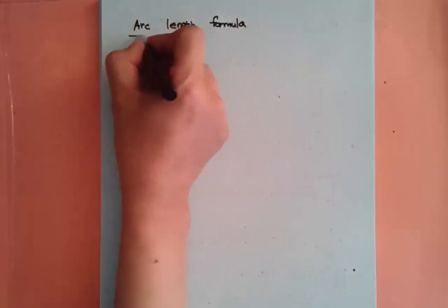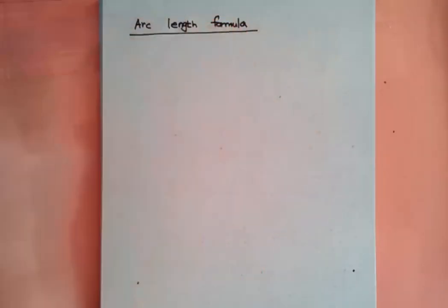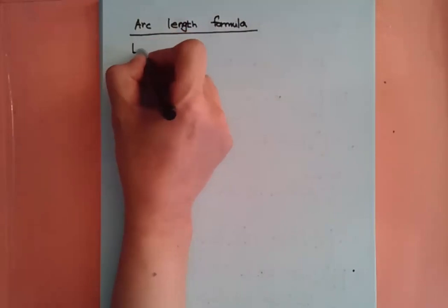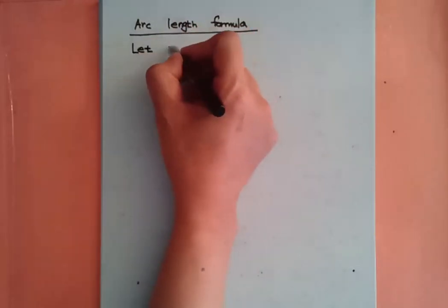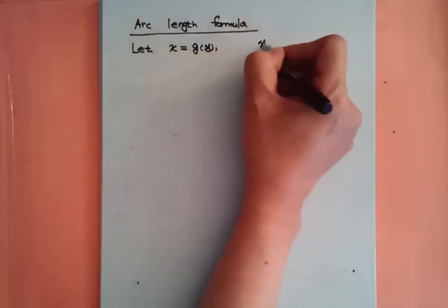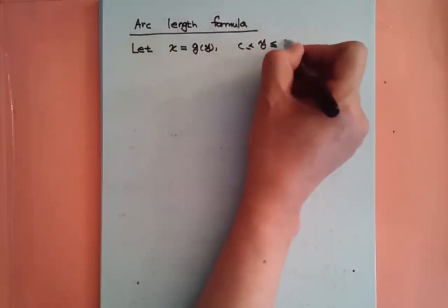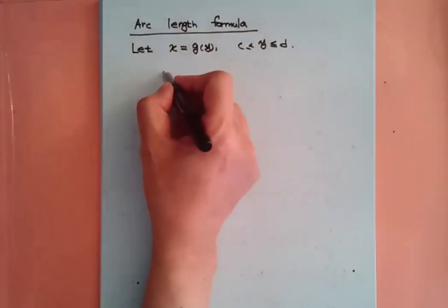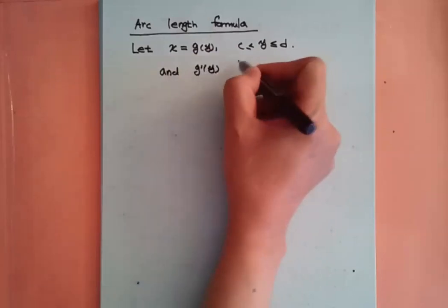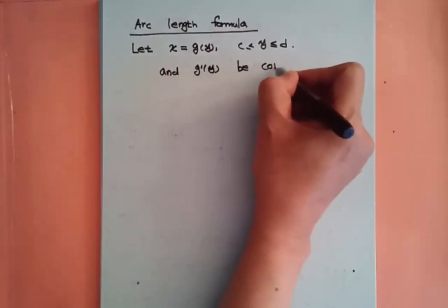Now we want to think about the different pattern. So this time the function is a function of y. So x equals g of y, and y is between c and d. And g prime of y is a continuous function.